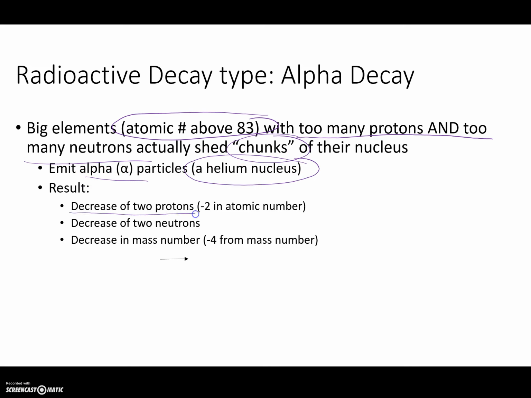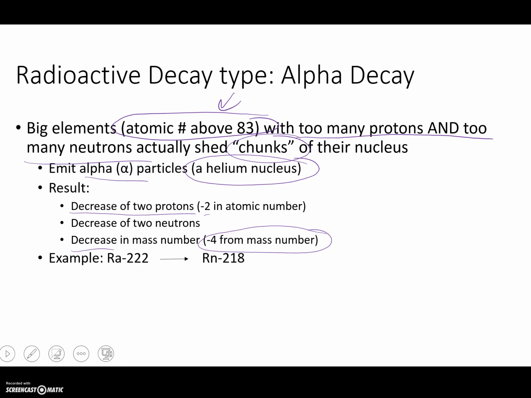We decrease 2 protons, so minus 2 in our atomic number. Decrease 2 neutrons. So because we're actually getting rid of both protons and neutrons, right? 2 protons and 2 neutrons, we decrease 4. Okay, so our mass actually goes down by 4. So keep in mind with our beta decay and our positron emission / electron capture, our mass stays constant. With alpha decay, so again, that's with big elements, we actually decrease our mass by 4.